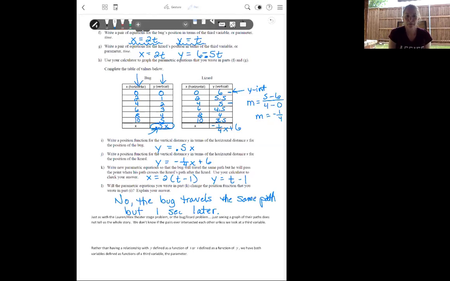All right. So just as with the Lauren Alex theater stage problem or the bug lizard problem, just seeing a graph of their path does not tell us the whole story. We don't know if the pairs ever intersected each other unless we look at the third variable. So rather than having a relationship with y defined as a function of x or x defined as a function of y, we have both variables defined as functions of a third variable, which is the parameter. And right now that is time.